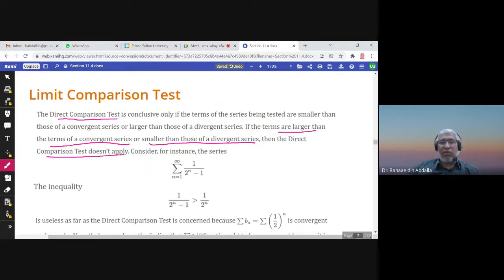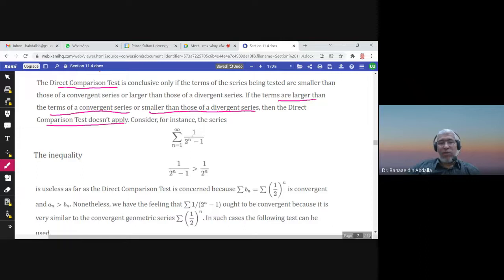So less than convergent is okay, but if it is larger than convergent, then we cannot use the direct comparison test. Or smaller than divergent, we cannot use the direct comparison test. For example, this series, the summation of 1 over 2 to the power n minus 1. Now, this is the relation between 1 over 2 to the power n minus 1 and 1 over 2 to the power n, because 1 over 4 minus 1, for example, is greater than 1 over 4, because we are subtracting 1 here.